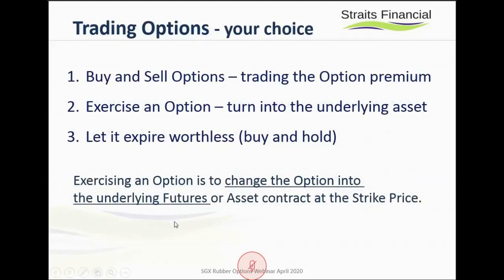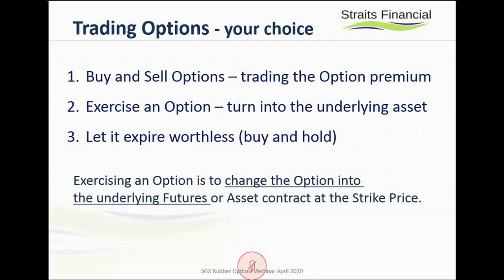So in options, there are three things you can do. We call it your choice. Number one is you can buy and sell the options. You can trade the premium, in other words, that $2,000, you can buy and sell. The second choice is you can exercise an option. Exercising an option means you want to change your premium into the underlying asset, in this case the futures contract. In other words, you can acquire a futures contract, whether long or short, by exercising the option.